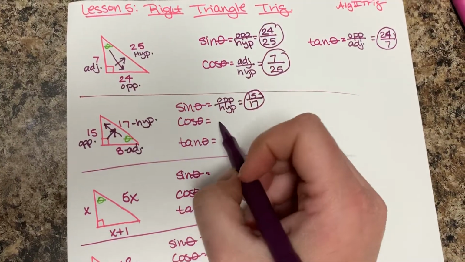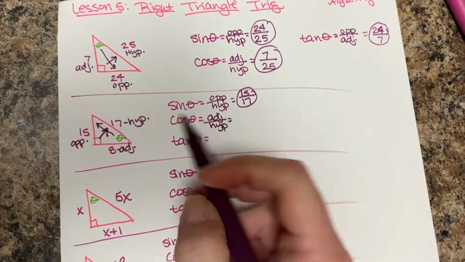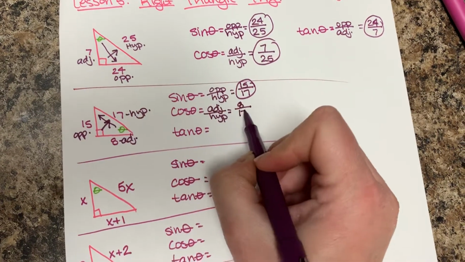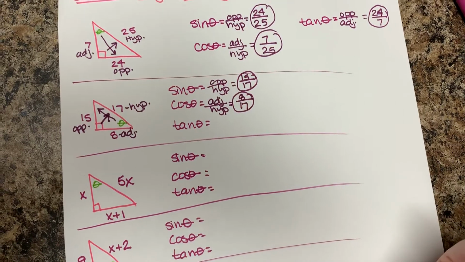So cosine of theta is adjacent over hypotenuse. Here's theta. Our adjacent side is 8 over our hypotenuse, which is 17. No common factors in 8 and 17, so that's as simplified as we can get.